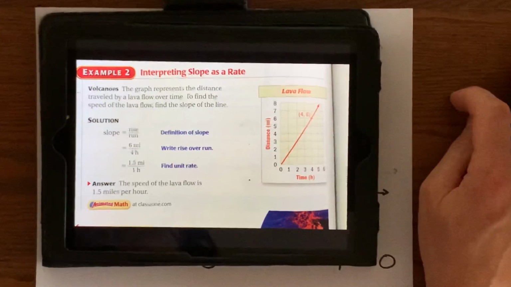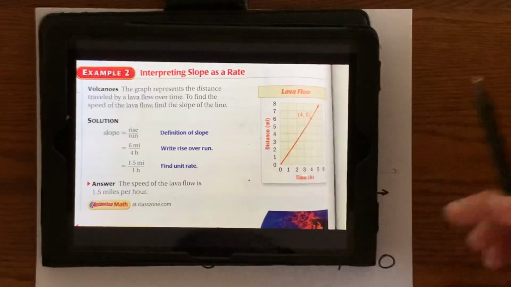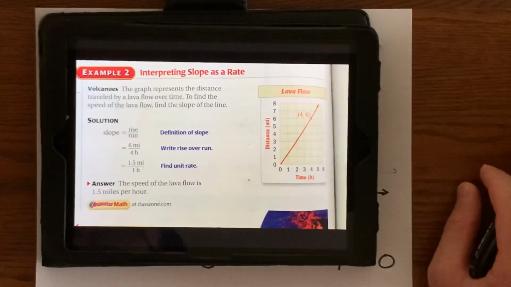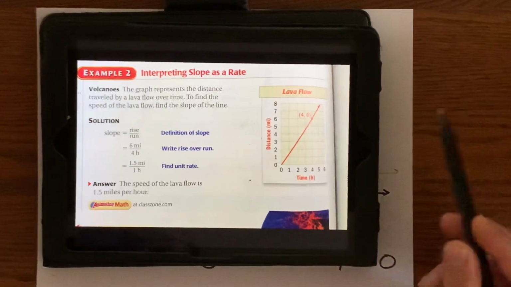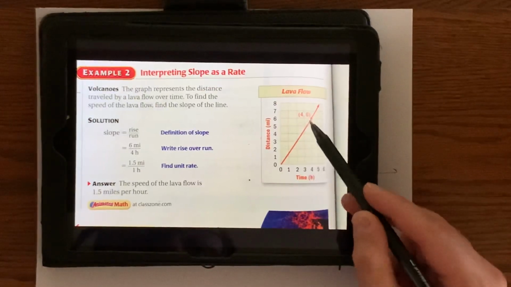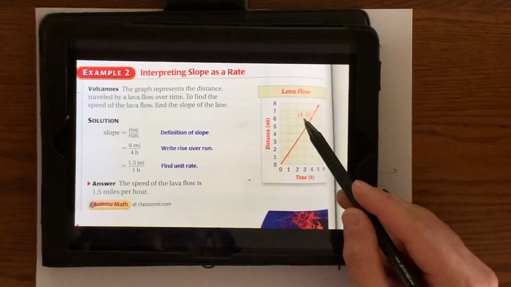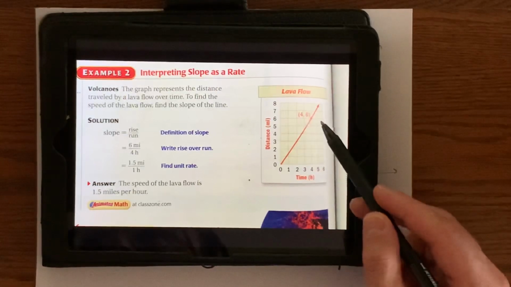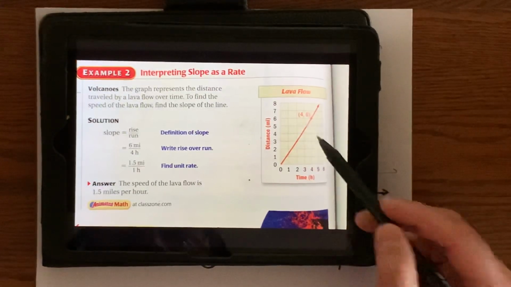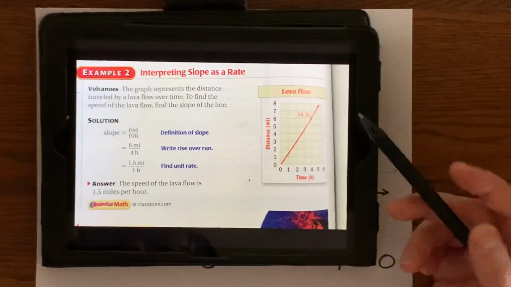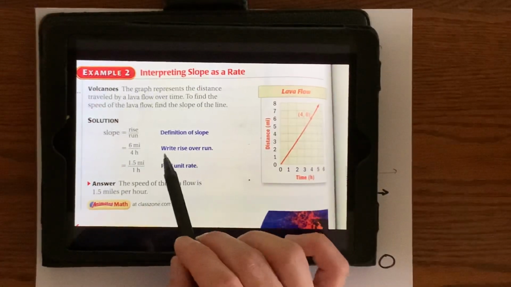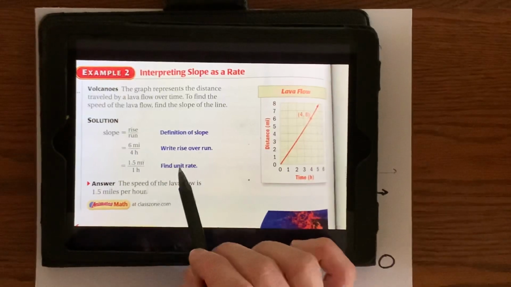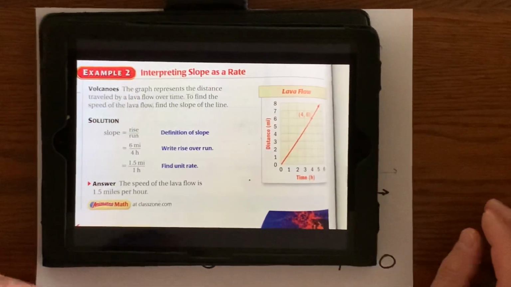And then in the next one, you're going to use this example of volcanoes and lava, except you're going to suppose that the line starts at the origin and passes through the point 3, 6 instead of 4, 6. And you're going to have to find out what the slope of that line is and then the speed. Extend that to finding out what a speed is. Remember, first you have to write it as rise over run and then find the unit rate, just like we see here in example 2.